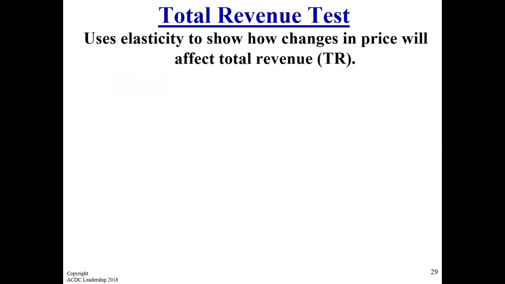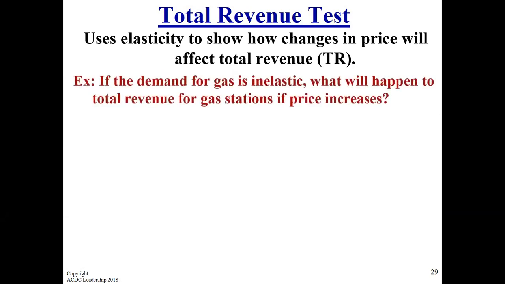All right. We've got what's called the total revenue test. How do you figure out total revenue? Price times quantity. All right. Total revenue is price times quantity. So if the demand for gas is inelastic, what will happen to total revenue? So gas is inelastic. You told me that. If price increases, what do you think is going to happen to total revenue? Think again. Think what total revenue is. Think of price increases. What do you think is going to happen to total revenue?